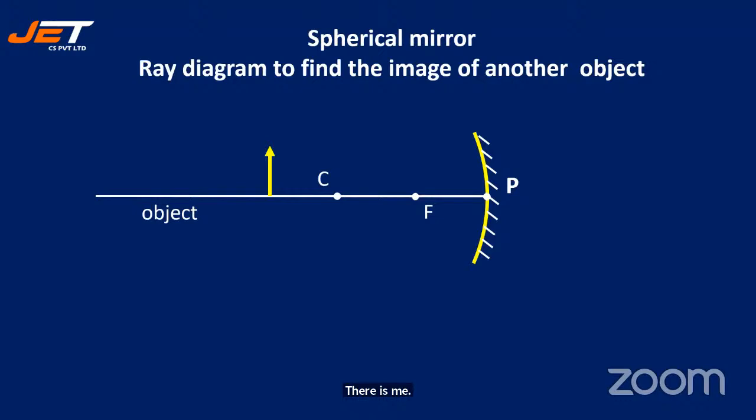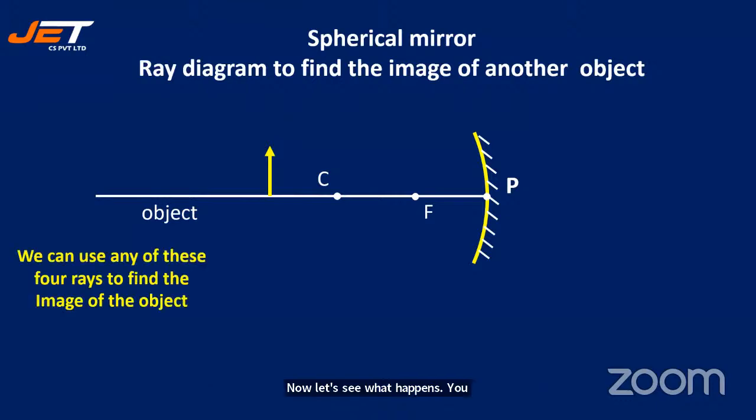Now here is another object. Now the object has moved closer to the mirror. It is now moved closer to the center of curvature. Previously it was a little far away. Now it is closer. కొంచెం దగ్గరకు వచ్చింది. Center of curvature కి దగ్గరకు వచ్చింది object. Now let us see what happens. ఇంకా let us see how we are plotting it.